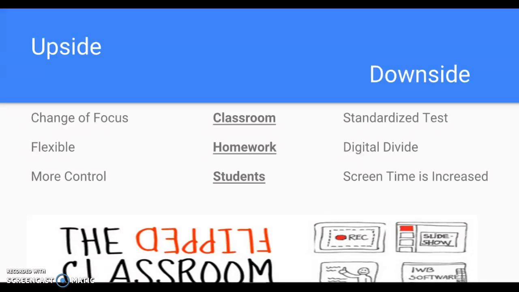Of course, there are advantages and disadvantages to the new model. In the classroom, the upside is a change of focus from the teacher to student-centered learning. A downside in the classroom is that we are still assessing with standardized tests. We now need to flip our assessments. The upside for homework is that students have more flexibility. However, the downside is it creates a bigger gap among the digital divide.